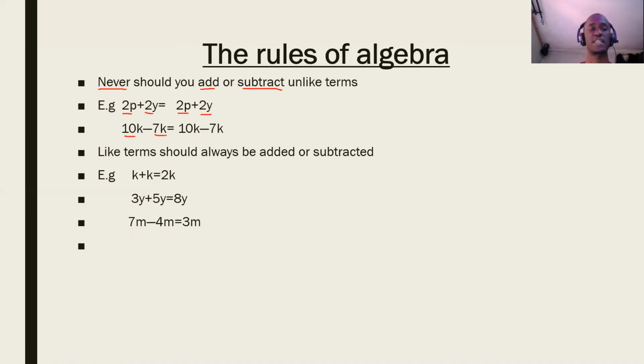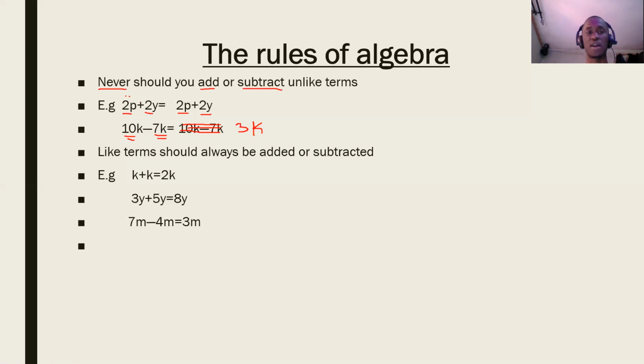if you have 10k minus 7k, the answer, I just wrote the wrong answer here, class. This one is not correct. The correct answer is 3k. These ones can be subtracted because they share the same letter. This one has got a k, this one also has got a k, so we can put them together.